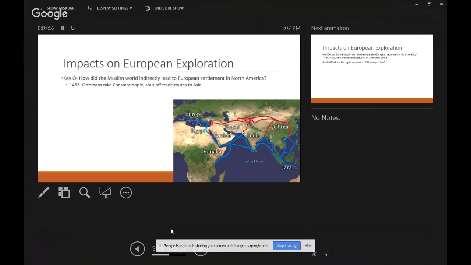And most of those trade goods are moving up and down this red trade route that connects Europe to Asia. Anybody know what that trade route is called? Very good. Silk Road. And things are good. In fact, things are good for several hundred years.